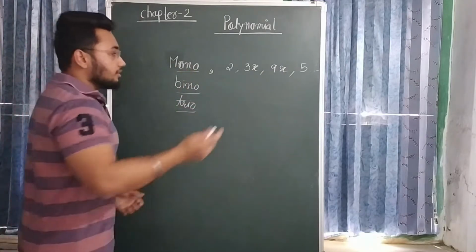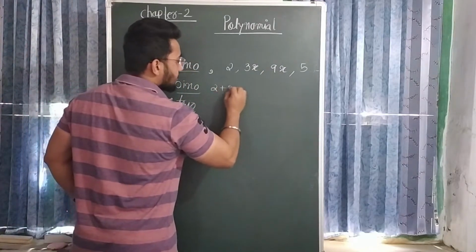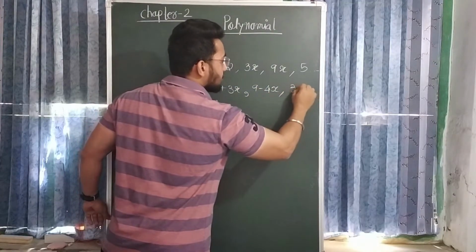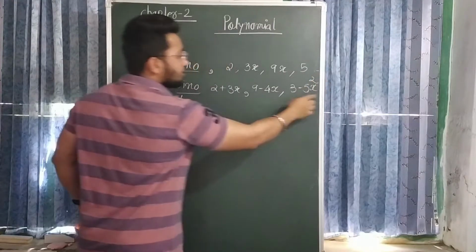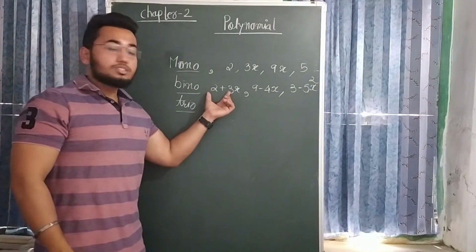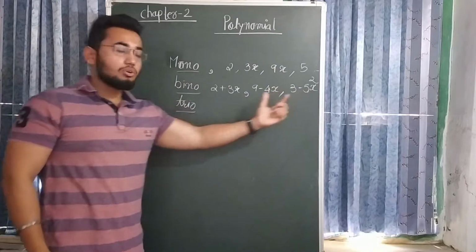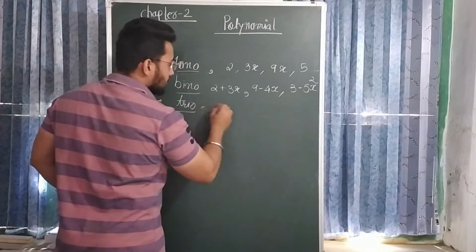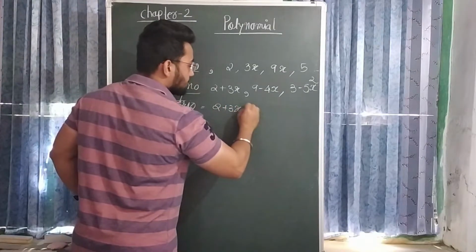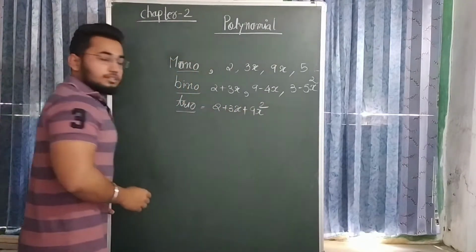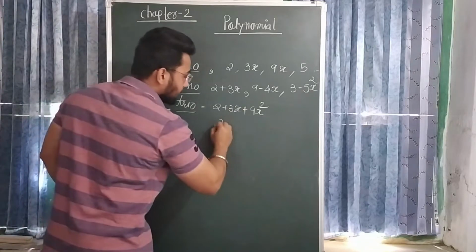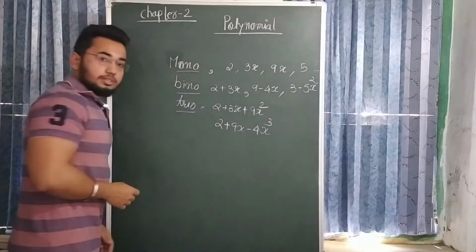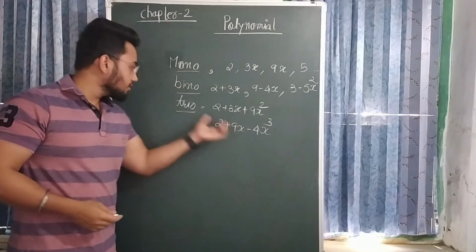Now binomial means it contains two terms: 2 plus 3x, 9 minus 4x, 3 minus 5x square. This contains two terms, you see. That's why it is known as a binomial. Now trinomial: 2 plus 3x plus 9x square, three terms. 2 plus 9x minus 4x cube. It contains three terms. That's why I say this is a trinomial.